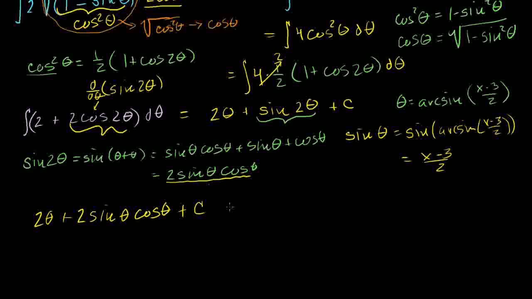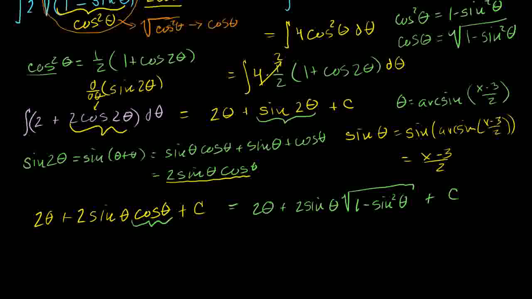So our antiderivative, this is the same thing as 2θ plus 2 sine of θ times cosine of θ, which is equal to this, times the square root of 1 minus sine squared of θ, and then all that plus c.